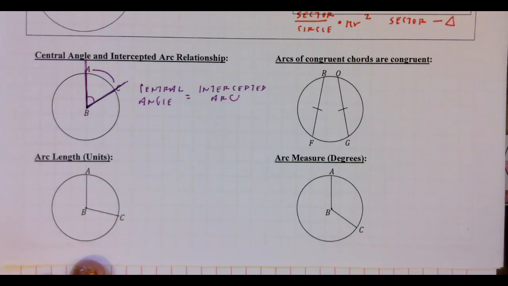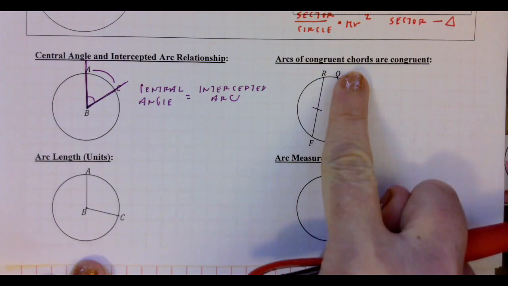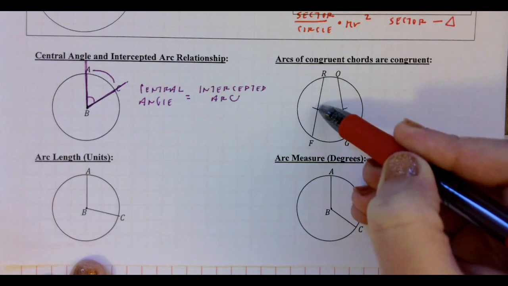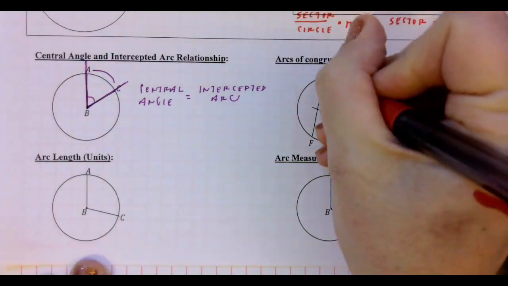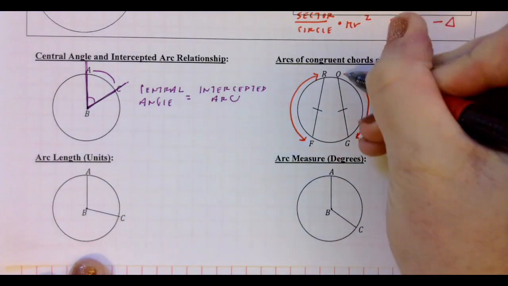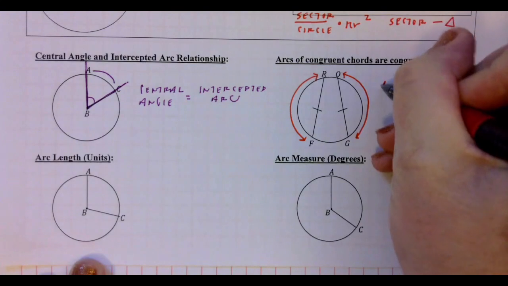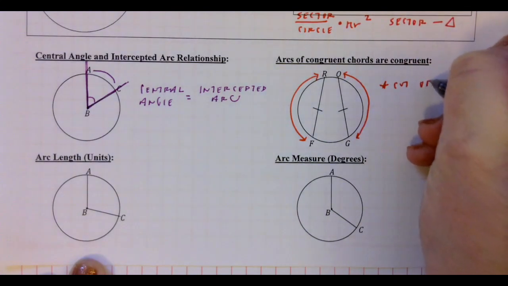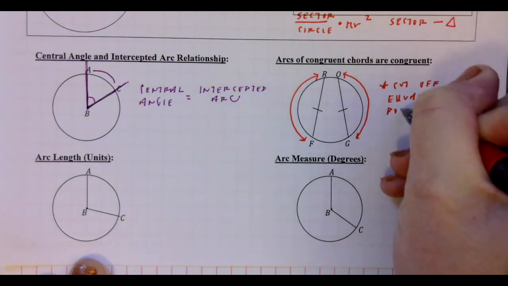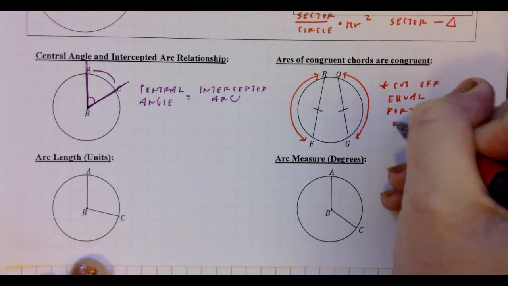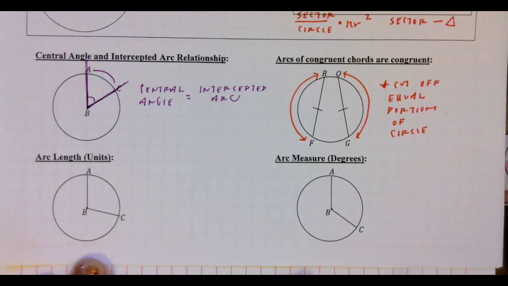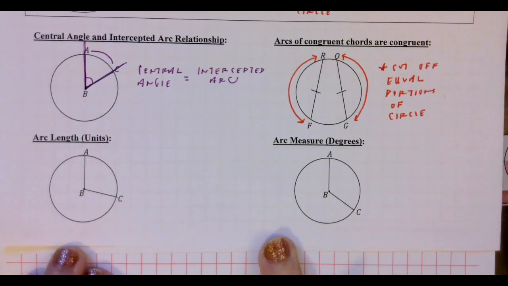Okay, next one, also pretty intuitive. So arcs of congruent chords are congruent. So here I have this chord is congruent to this chord. We see the tick marks. So that means that this arc from here to here would have to be the same measure as this arc from here to here. Right? Really, we can just think of it as we are cutting off equal portions of the circle. Okay, two more relationships, and then we'll go to the flip side.